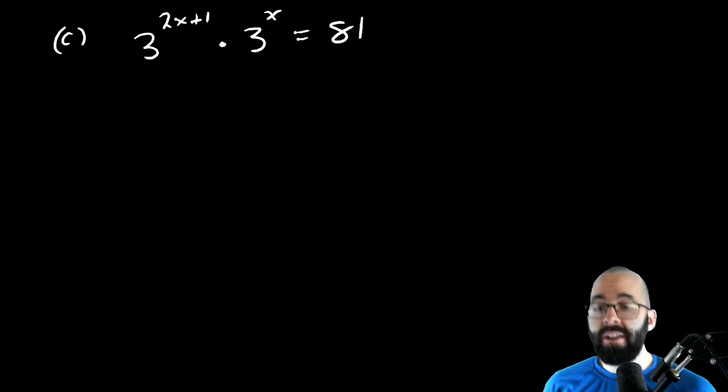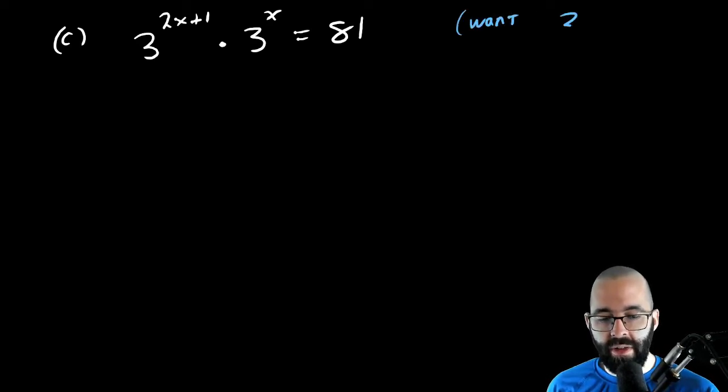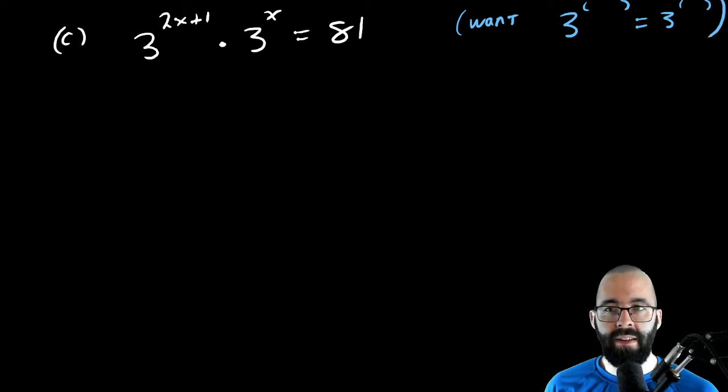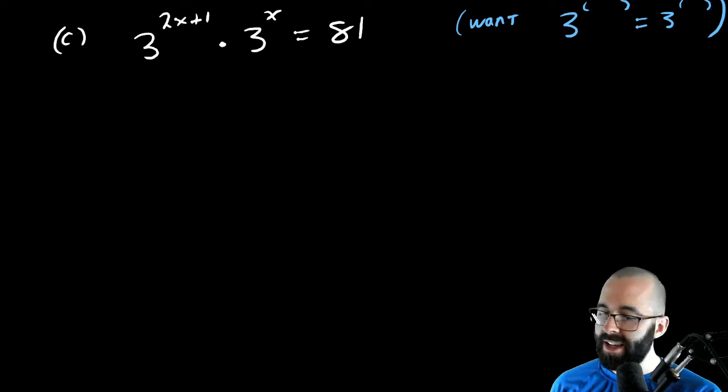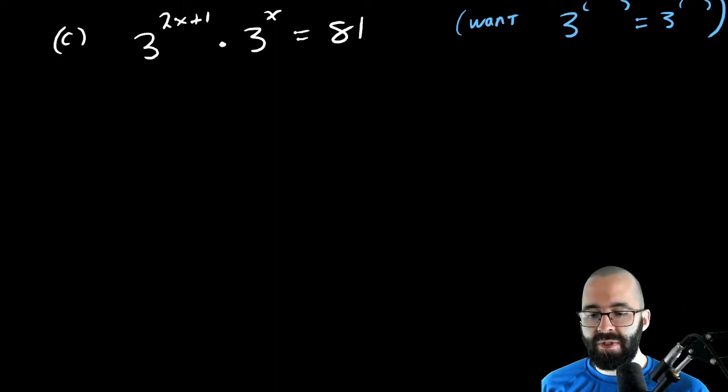Let's do part C. 3 to the 2x plus 1 times 3 to the x equals 81. Now there's a whole lot of cleaning that needs to be done. We eventually want 3 to some exponent equals 3 to some other exponent. There's a lot to do before we get it in this form. We have to clean up the left-hand side and the right-hand side. But just like cleaning in real life, it doesn't help to talk about it, we just got to get started. We have two exponential functions multiplied. We can do that by adding their exponents together.